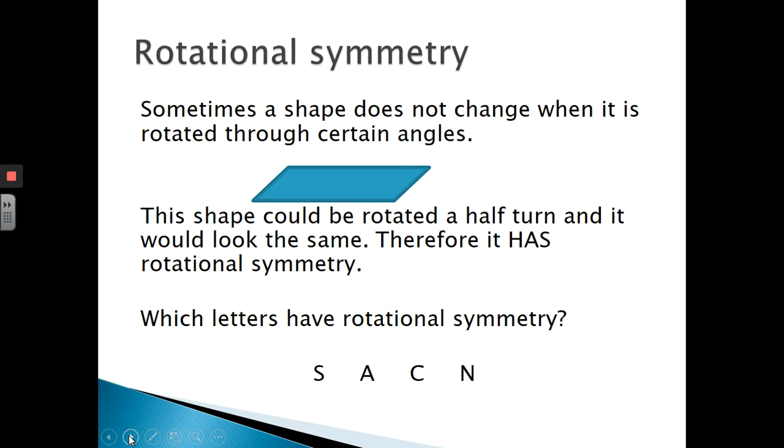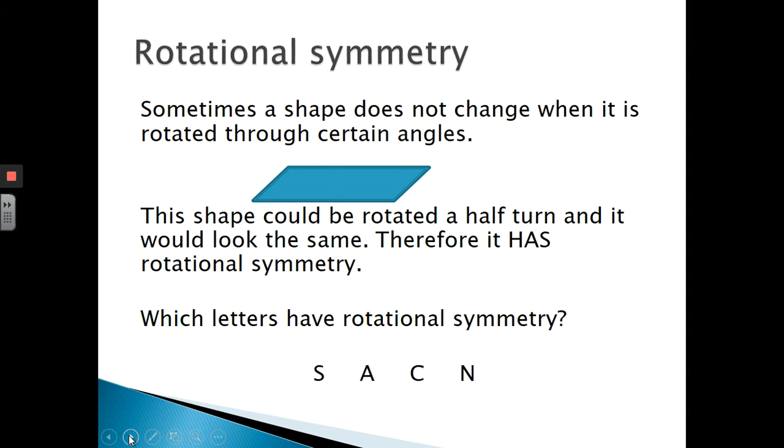Another area of transformation that the children might look at is rotational symmetry. And this is a bit later on in Key Stage 2. Sometimes a shape does not change when it is rotated through certain angles. This shape could be rotated a half turn and it would look exactly the same. So therefore it does have rotational symmetry.